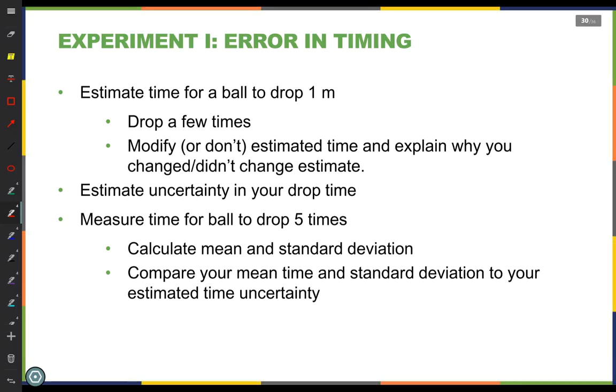Then you'll drop the ball a few times, and you'll modify your estimate and explain why you changed it or why you left it the same, and estimate how much error you think you could have. When you estimate how much error you think you can have, don't just say, I think I could be off by 0.2 seconds. Give reasons why you came up with that number. If you just give a number without the reason, that's not going to be good enough.